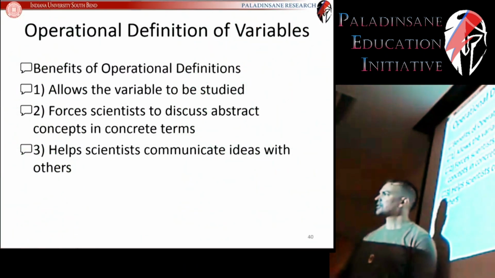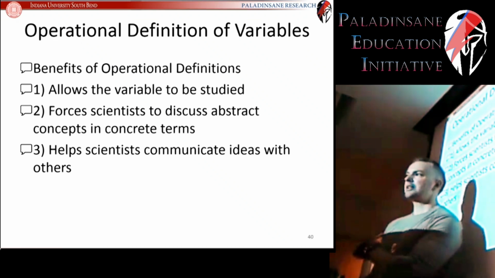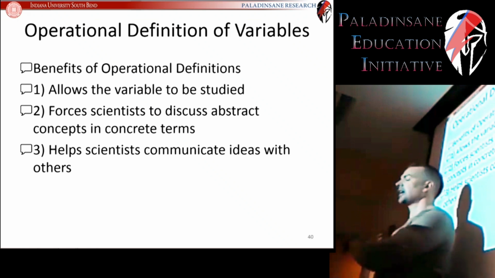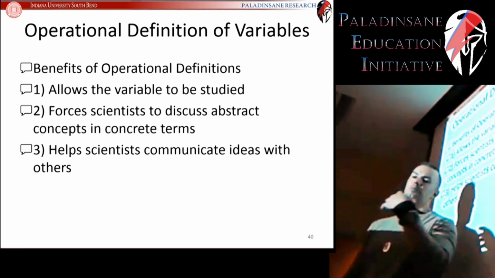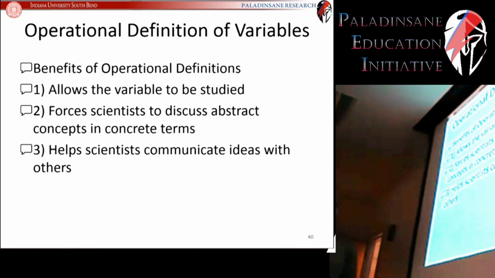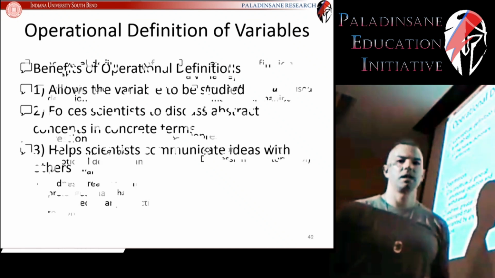Without the operational definition, those two scientists would have been going back and forth for years, saying your study was not good. No, your study was not good. You didn't use good measures. No, you didn't. It wouldn't progress the field. So these operational definitions help scientists communicate.